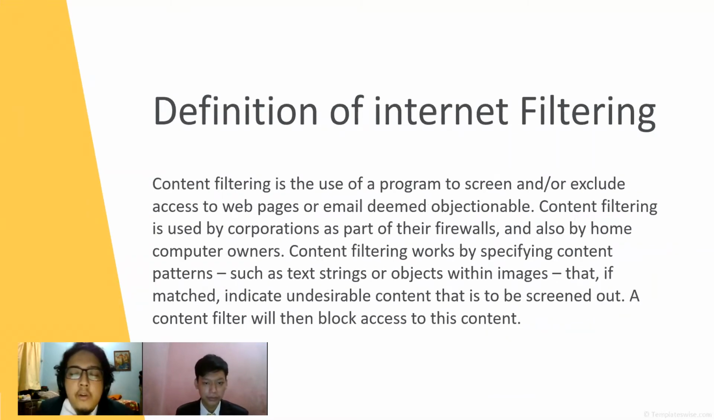So next is the definition of internet filtering, or content filtering. Content filtering is the use of a program to screen out or exclude access to web pages or email that are deemed objectionable. Content filtering is used by corporations as part of their firewalls and also by computer owners or device users. Content filtering works by specifying content patterns, such as text strings or objects within images, that if matched indicate undesirable content to be screened out or removed. A content filter then will block all access to this content.